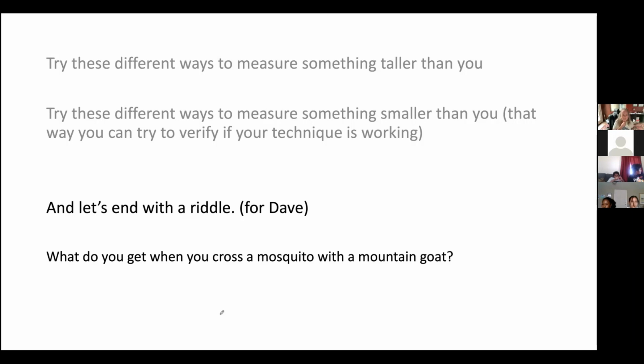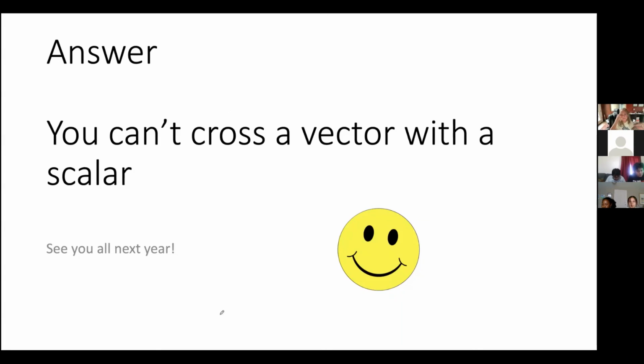Is Dave still on? Because Michael had a riddle for you. I am on. Okay, what do you get when you cross a mosquito with a mountain goat? Mosquito and a mountain. You can't cross a vector with a scalar. Okay. The mosquito is a vector of disease. Yes, and the scalar is a mountain goat going up and down the mountain.